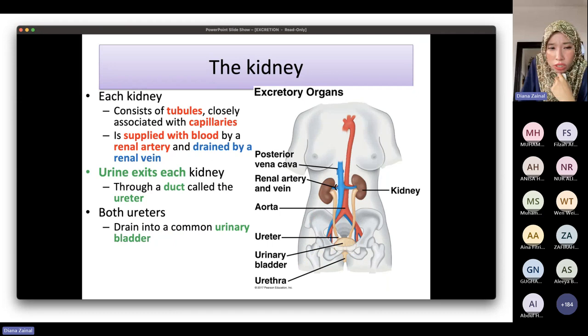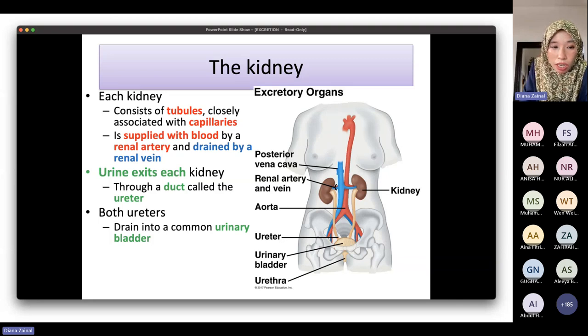Okay, let's see what's the structure of the kidney. It consists of tubules. Okay, what is a tubule? A tubule is the passage before urine is formed. Once you have filtered your blood, it's going to enter your tubule. And along the tubule, okay, it is surrounded by the blood capillary. Alright, and then you see, it's supplied with blood by the renal artery, which is oxygenated blood, and then drained by the renal vein, which is deoxygenated blood.